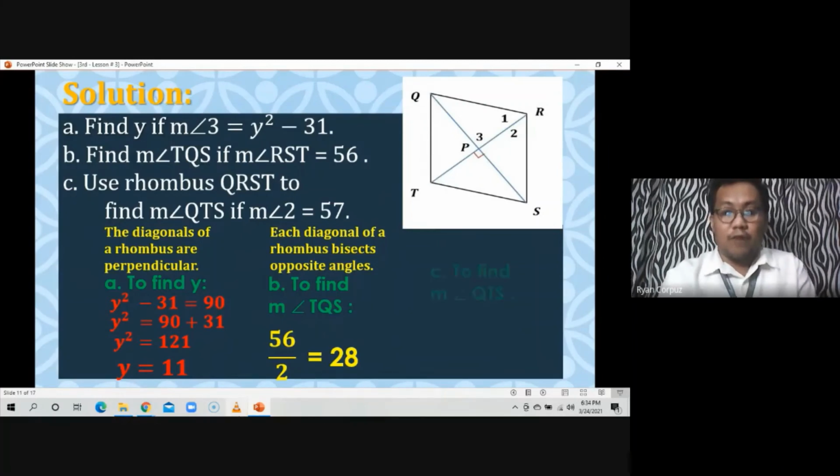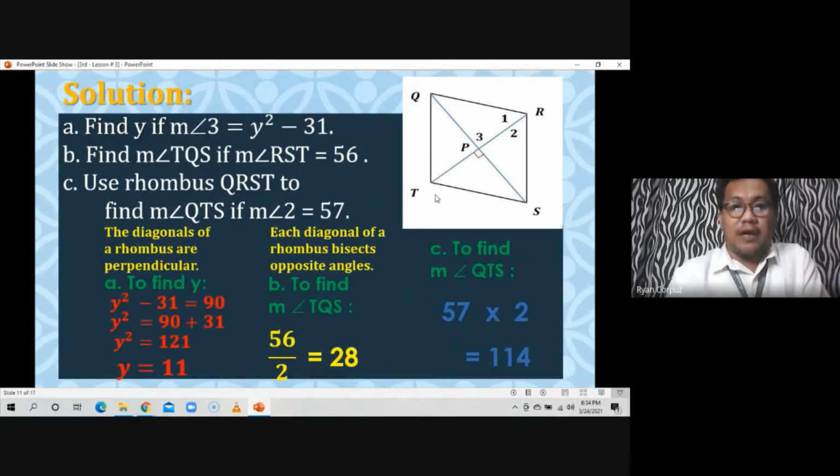Therefore, to find the measure of angle QTS, all you have to do is multiply the 57, the measure of angle 2, by 2. So we'll come up with 57 times 2, which is equal to 114 degrees. This means angle QTS measures 114 degrees. So that's how we answer example number 2. Any questions?